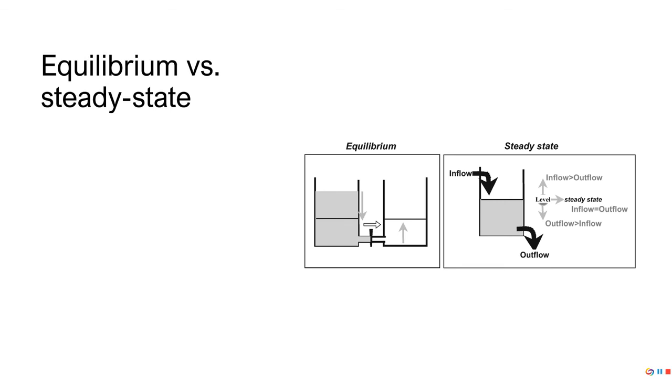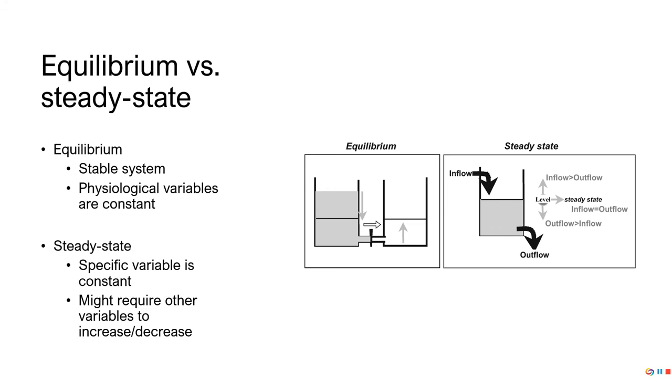Finally, we need to understand the difference between equilibrium and steady state. Equilibrium is where the system itself is stable. The physiological variables are constant. While it seems like the same thing, steady state is a little different. When you're at steady state, a specific variable is constant. However, other variables might be changing to maintain that first variable. And we're going to talk a lot about steady state as we go forward in the semester.